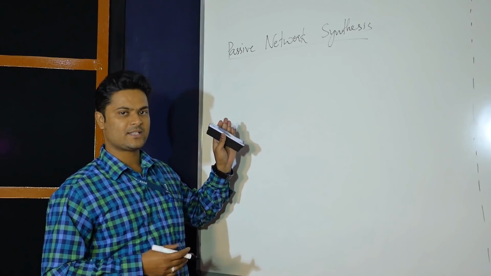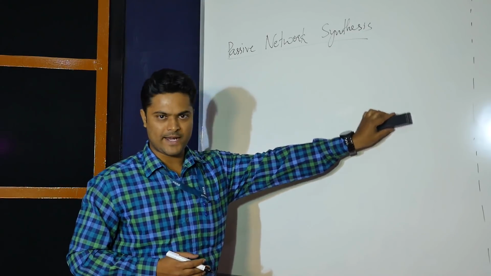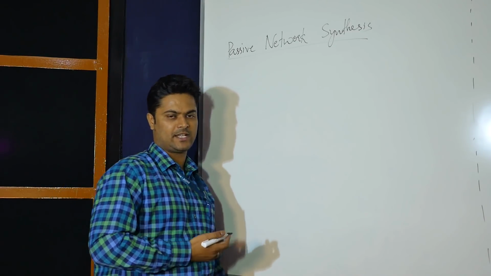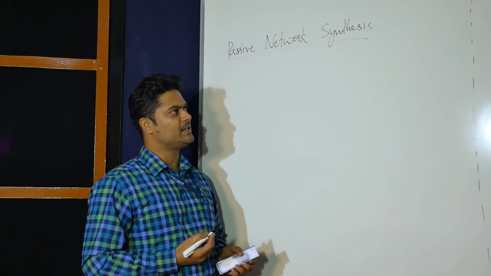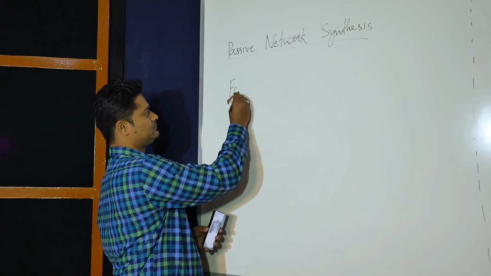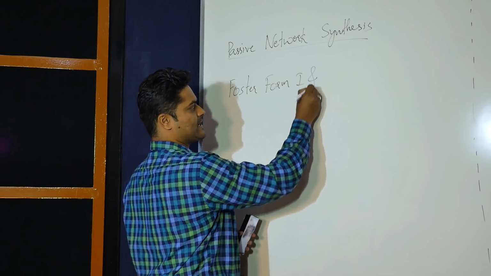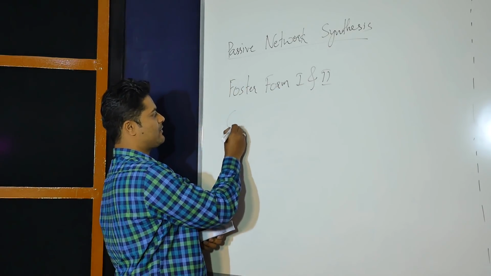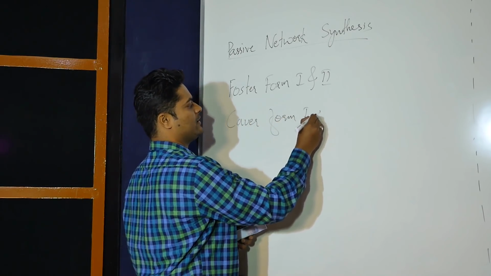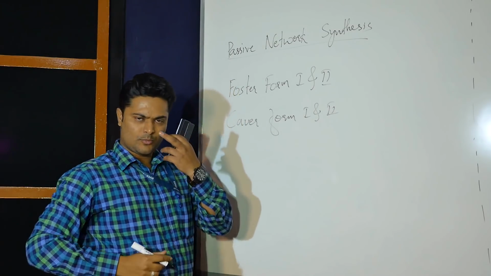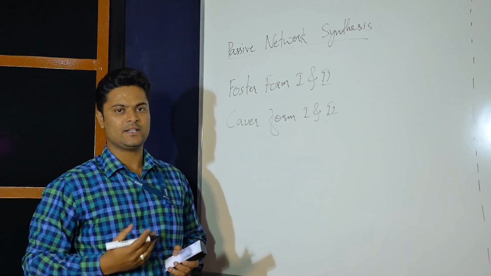Here, for a given characteristic equation, that is the excitation and response characteristic equation, we would like to find out the network for the characteristic equation. The network can be in many forms. Those forms we will see are Foster form 1, as well as form 2, and Cauer form 1 and 2.